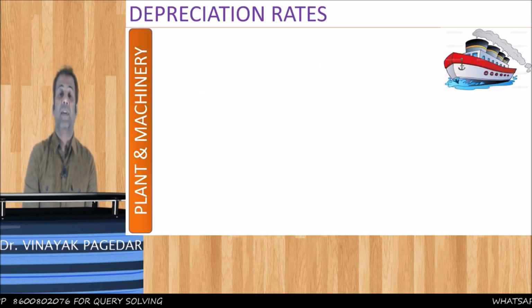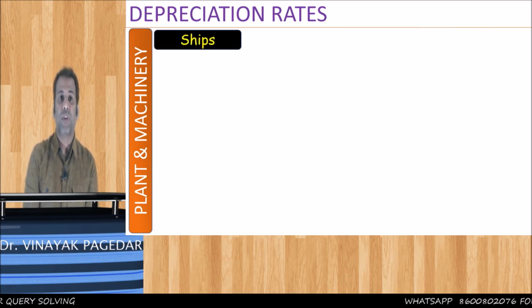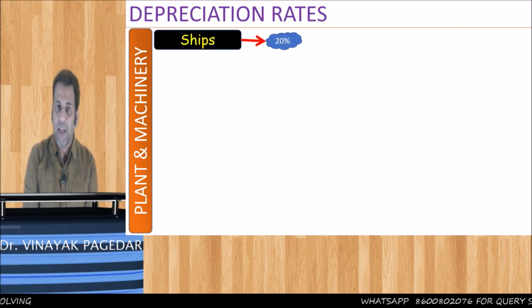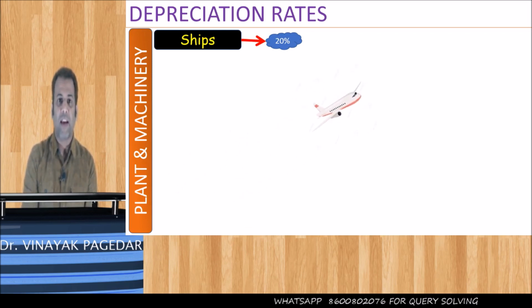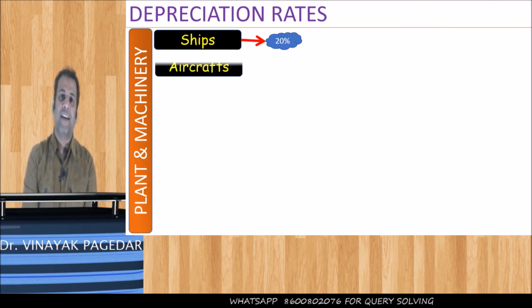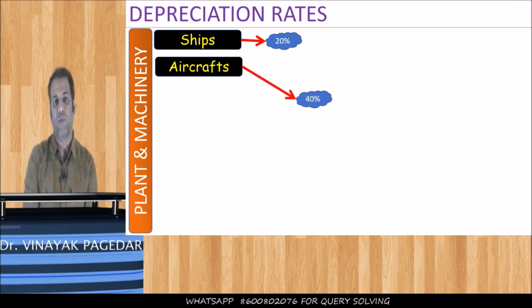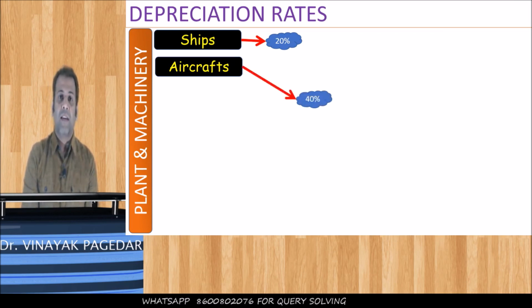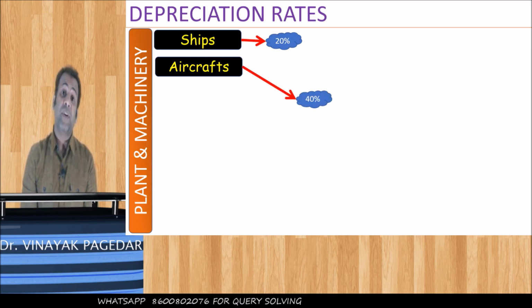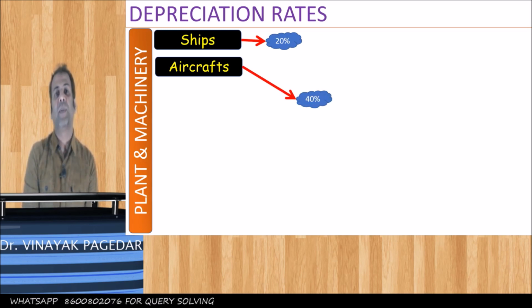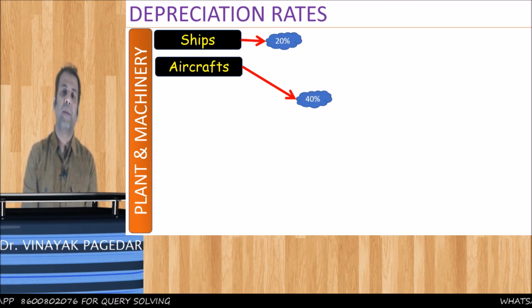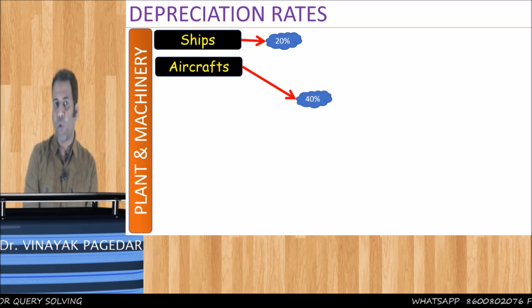Okay. What do you see? Ship. So ships are depreciated at the rate of 20%. What do you see? Oh, flying high. Aircrafts. Aircrafts go at 40%. Now, the assets which were earlier depreciated at 60%, 80% and 100% are also now depreciated at 40%. So the highest rate of depreciation is 40%.